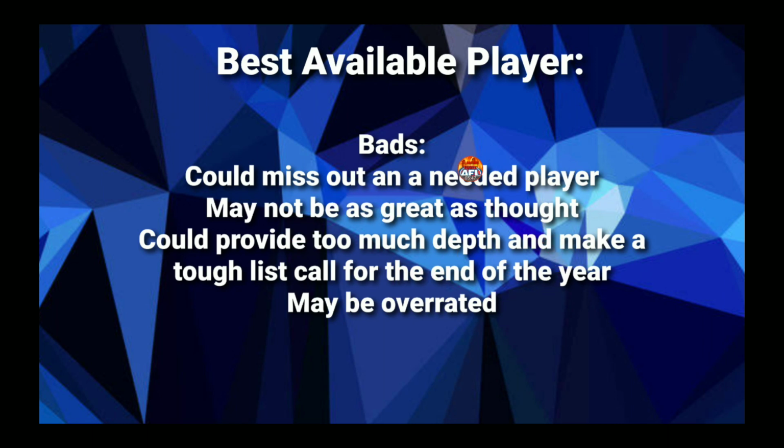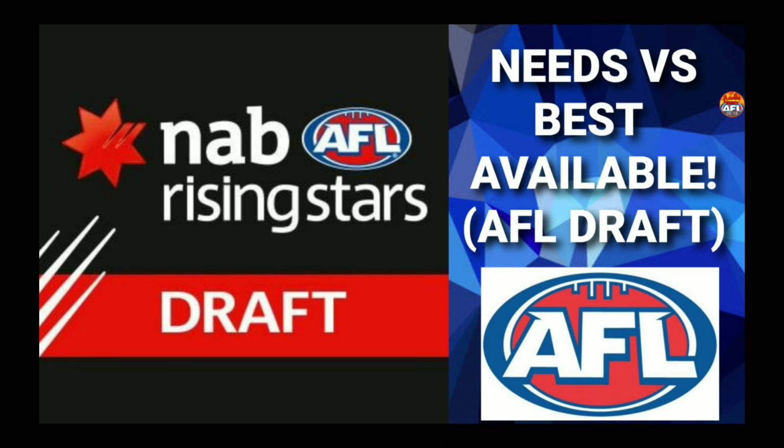Could miss out on a needed player. Again, that's another big one, especially depending on where your picks fall. If you've got, like, say, for example, pick 15, then the best next available player is at pick 18, and you don't have a pick there, you could miss out on a needed player, which could be better than what you think. May not be as great as thought the best available player could be, but it's not really that risky, and maybe an overrated player, because we do know that all the hype to the draft can be big, and some players in the draft can be overrated as well, so that could be a problem with the best available player as well. So what is better?